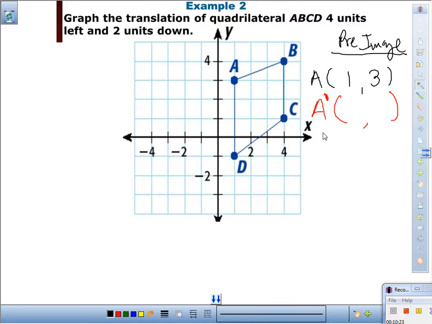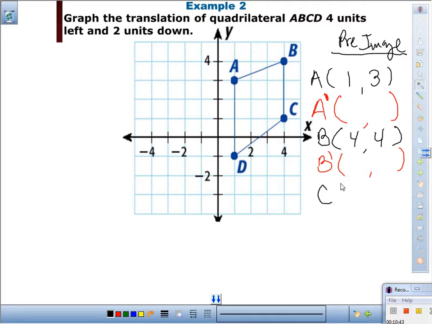Next, I'm going to go to point B. Kiana, what are the coordinates for point B? 4, 4. And underneath that, I'm going to write B prime. Ever see what I'm doing? Okay, start copying that, and let's finish up.